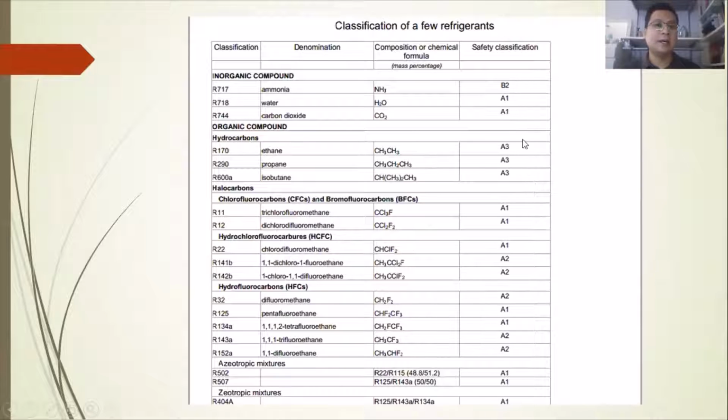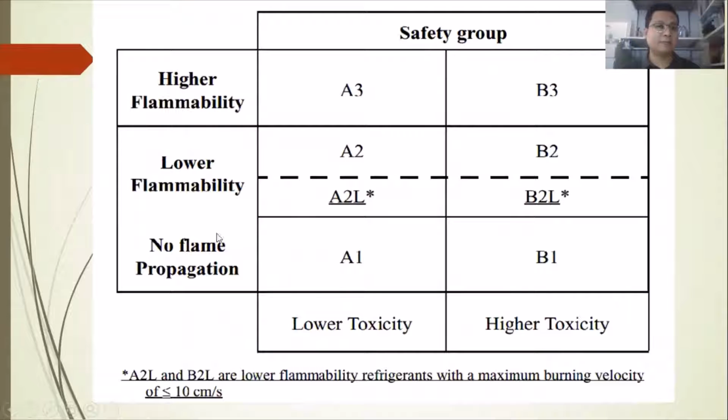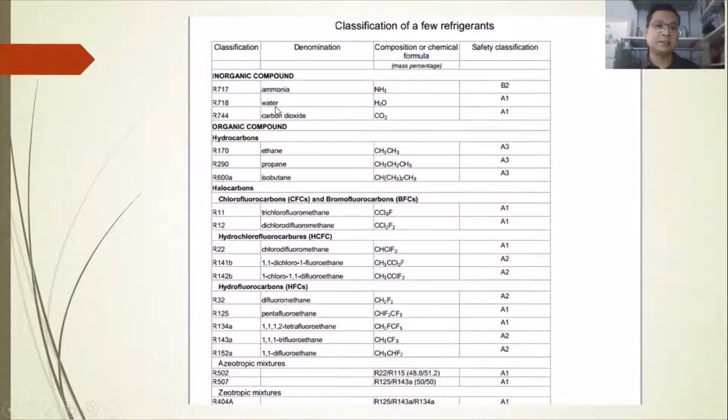Okay, you can see, for example, ammonia has the safety classification B2. This means it has high flammability and toxicity. If we see A1, A1 is no flame propagation, such as water and carbon dioxide, and the highly flammable ones are ethane, propane, and isobutane.